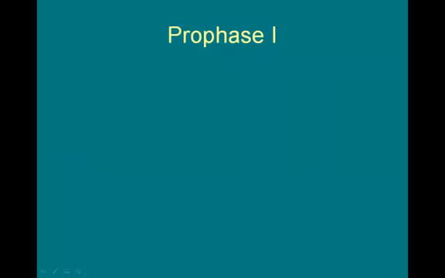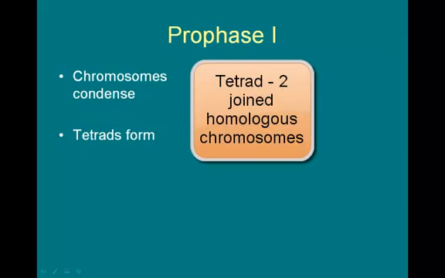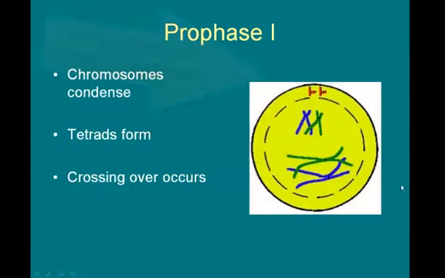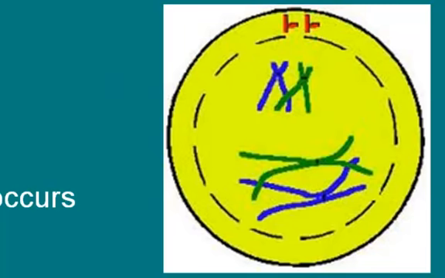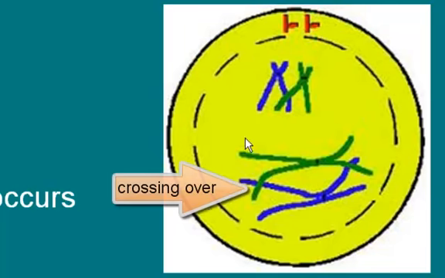Now, in prophase 1, because this is preparing for the first division, the chromosomes condense just like in mitosis. But now you have an extra step. You have the tetrads forming and you have crossing over occurring. So when you do your sketch, make sure that you show you have your 2 sets of homologous chromosomes and show that they're crossing their arms over each other when you do your sketch. Because the tetrads forming and the crossing over is very important.